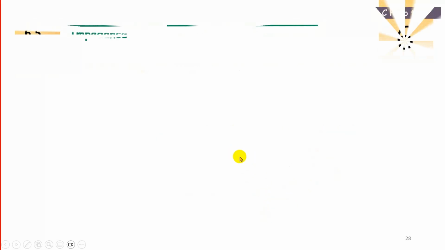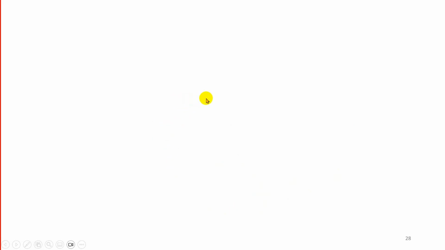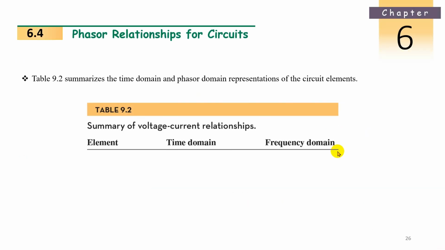Okay. Now another example, we will close this. Impedance. Next class we'll finish the impedance and admittance. No problem. So this is how we'll finish this one. Okay, our next topic is impedance.